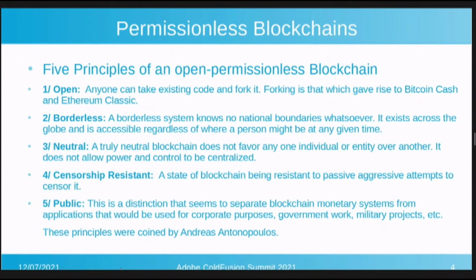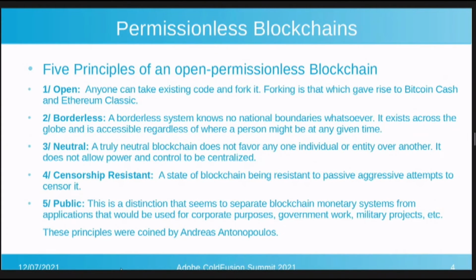So let's go through these, the 5 principles of an open permissionless blockchain. So number 1, anyone can take existing code and fork it. Forking is that which gave rise to Bitcoin Cash and Ethereum Classic and a lot more. So people forked the Bitcoin code, number 1. Number 2, it needs to be borderless. A borderless system knows no national boundaries whatsoever. It exists across the globe and is accessible regardless of where a person might be at any given time.